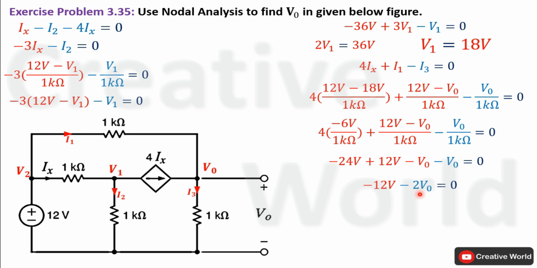Place this minus 2V0 on the other side of the equal sign to make it positive, and in order to calculate the value of V0, divide on both sides with 2. So the value of V0 will become minus 6 volt. So minus 6 volt is appearing across this 1 kilo ohm resistance in this network. Here the minus sign is indicating that the polarity of voltage V0 taken across this 1 kilo ohm resistance is wrong. Actual polarity of voltage across this resistance is opposite to the given polarity.